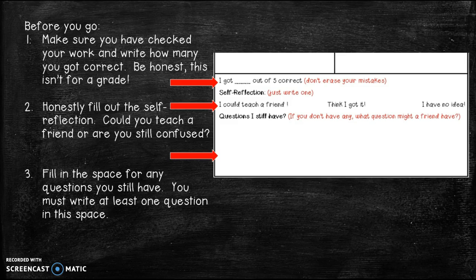Before you go, make sure you've checked your work and write how many you got correct. Be honest, it's not for a grade. Number 2, honestly fill out the self-reflection and let me know if you could teach a friend, if you know what all of these properties mean and how to use them. And then fill in the space for any questions you still have. Remember, you must write at least 1 question or observation in this space.